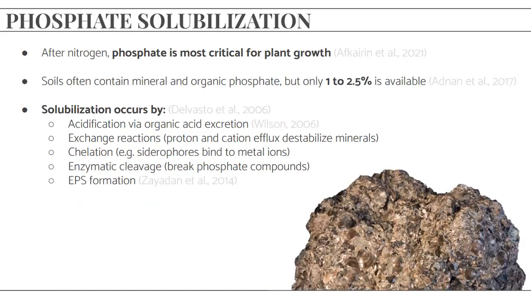Phosphate solubilization is another thing they can do because after nitrogen, phosphate is the most critical for plant growth. Soil often contains a lot of phosphate, but only a very small fraction is available for plants without solubilization. Solubilization occurs by various mechanisms, such as the formation of EPS, chelation, acidification, and enzymatic cleavage.